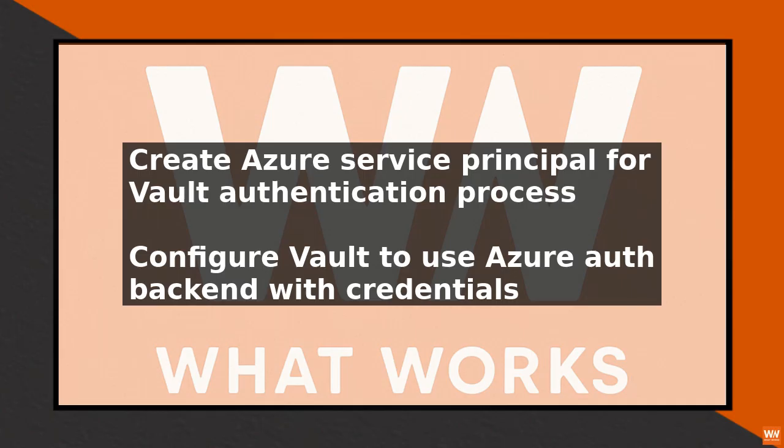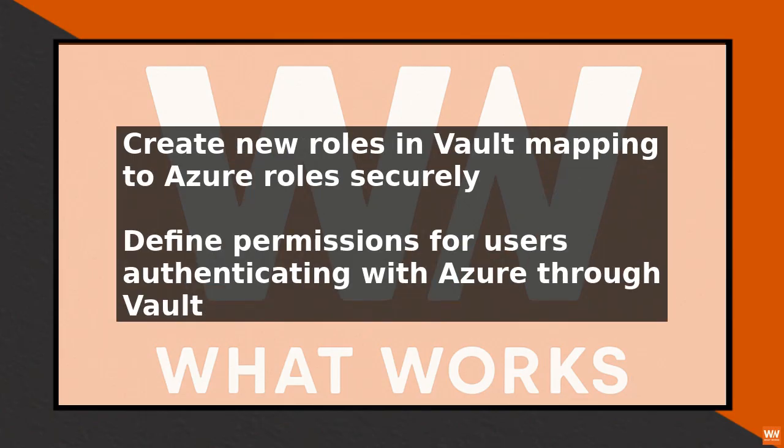Once the Azure Auth backend is configured, you can create a new role in Vault that maps to an Azure role. This role will define the permissions that users will have when they authenticate with Azure. Through Vault, you can create multiple roles to map to different Azure roles, depending on your organization's requirements.